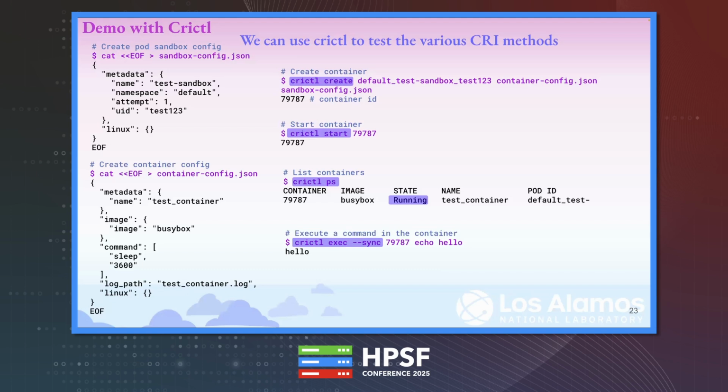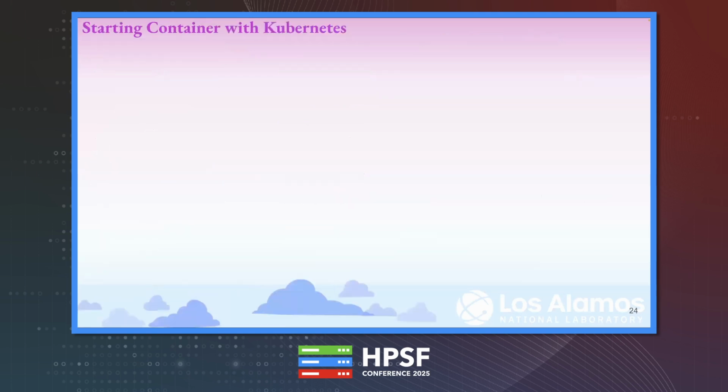So here we are using CRI-compatible exec sync and specifying the command echo hello. And we see that it prints hello. So we see that it works.